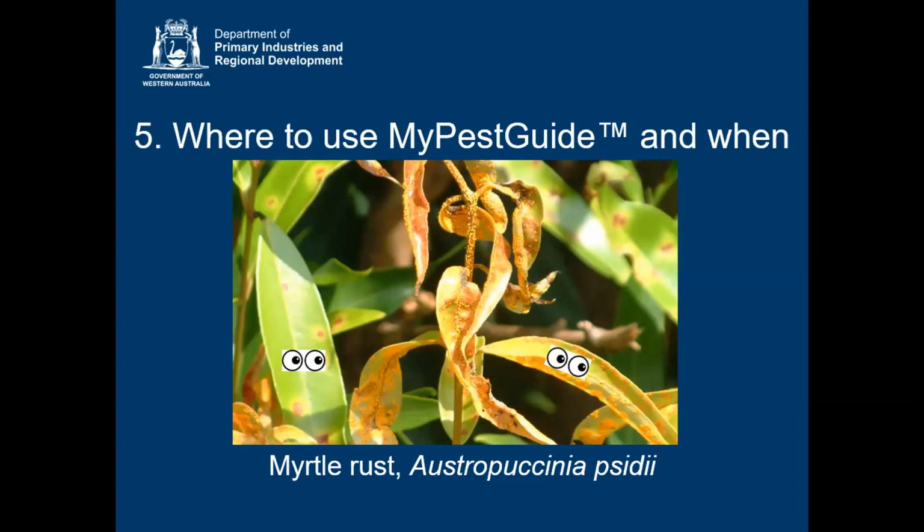So this is where we lead to: where are we going to use MyPestGuide, and when, for myrtle rust. The googly eyes are a leftover from the previous talks that we've had. How do you actually know when you've got myrtle rust? The googly eyes basically say the eyes and ears on the ground. I'm not sure if Vincent mentioned, but New Zealand also has myrtle rust.